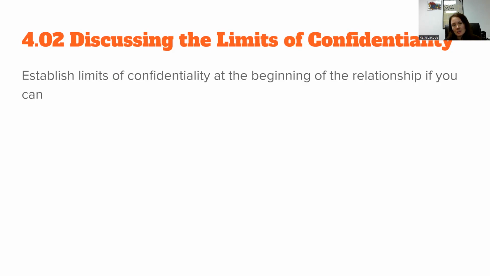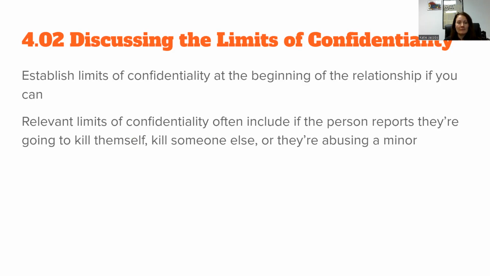Within the therapeutic relationship, a lot of times people will say, hey, if you tell me you're suicidal, if you're homicidal or you're abusing someone, then I have to let someone know. And actually, in some states, that's not the same. And it's really interesting that we have these things. The thing that is the same is just being really upfront in any relationship about whether there's something they tell you that you're going to have to tell someone. So again, relevant limits of confidentiality often include if a person reports they're going to kill themselves, kill someone else, or they're abusing a minor.